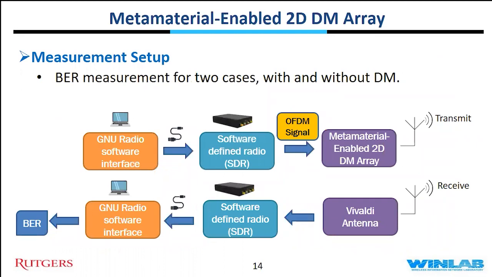For the measurement setup, we did bit error rate measurement for two cases, with and without directional modulation, which means we just left the switches on. So how we did this: we used the GNU Radio software interface to implement a specific IEEE standard for OFDM signal generation. Then, through a software-defined radio, we injected this generated signal into our prototype, which is our metamaterial-enabled directional modulation array, and the signal goes to free space. Then, by putting another Vivaldi antenna as the receiver, we collected the signal in different angles by scanning the angles. Through another software-defined radio connected to the receiver, and using GNU Radio again, we finally could get the bit error rate in each angle.